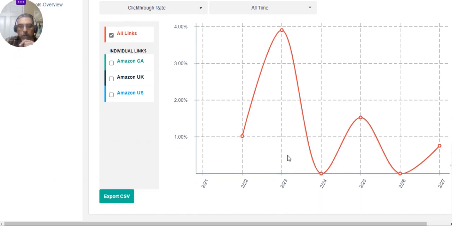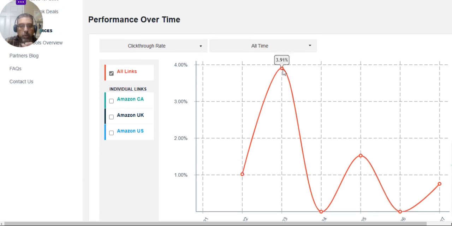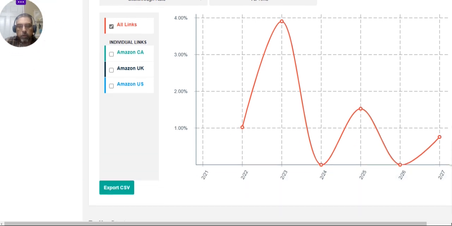So for example, I started on the 22nd, I had a 1% click-through rate. It jumped up to 4%, that's really good. And then for some reason on the 24th, it jumped down to 0. I didn't get any clicks. So you can see that it's sort of going up and down. What I'm looking at really is that 1% as the marker. If I hit above that, I'm probably going to keep that ad.